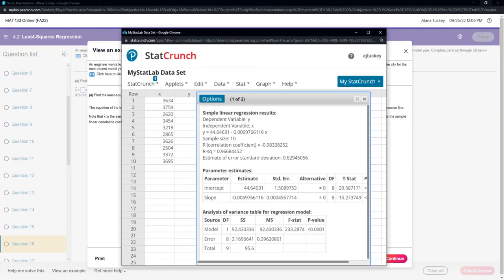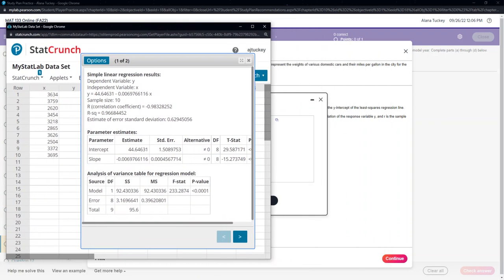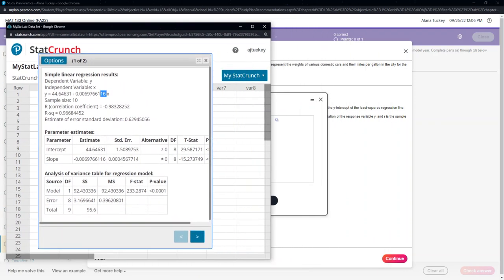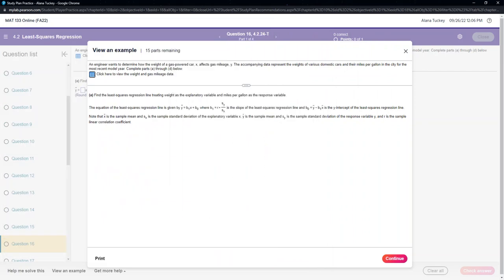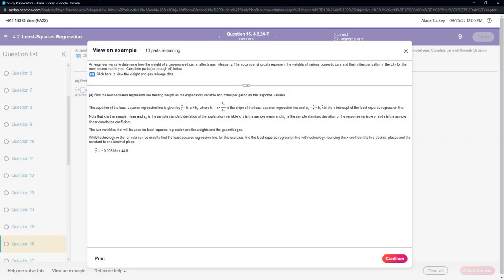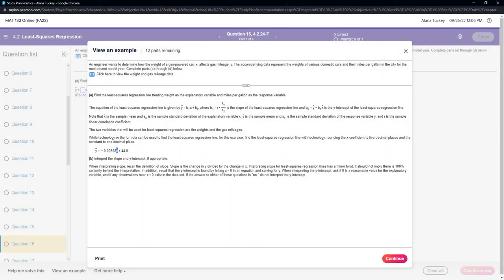Okay, so let me go back to StatCrunch. That's the equation. They probably only want like 3 decimal places or something. So I would say done over here and click continue, continue. Fine. There you have it. Same equation that I came up with, right?